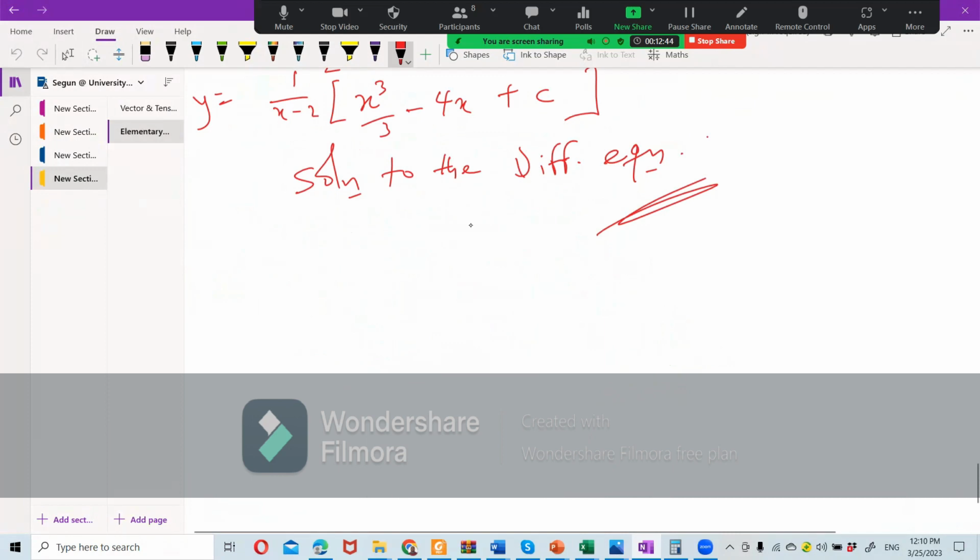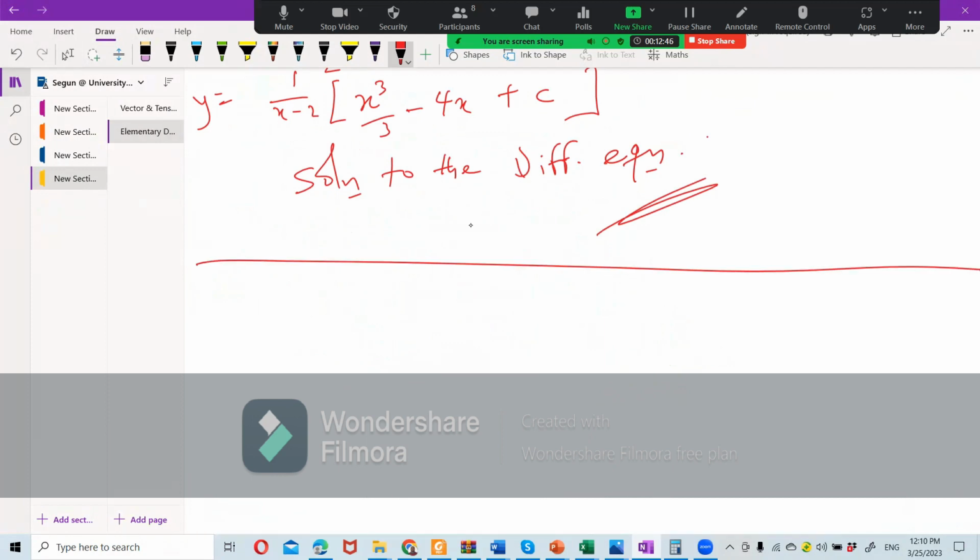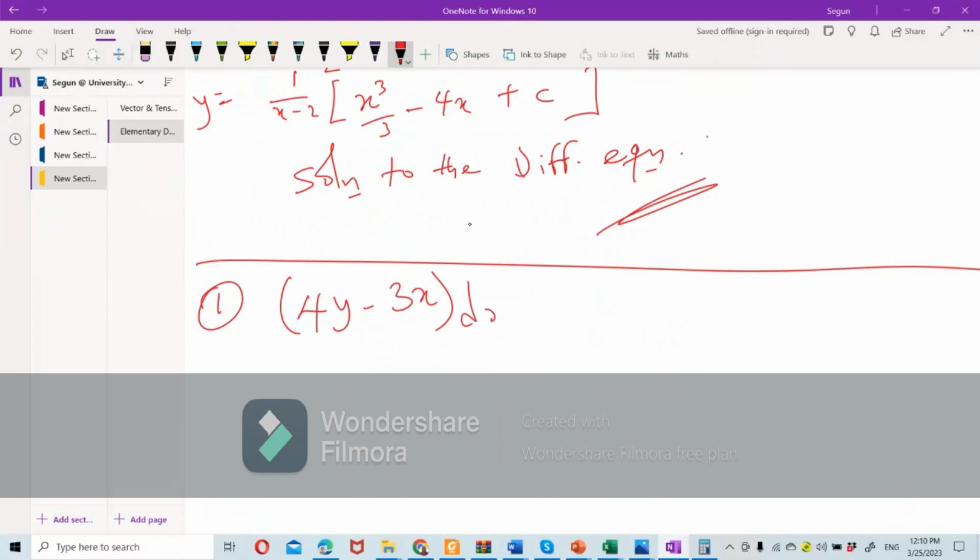But today we continue where we stopped. Let's look at this question. Question 1 for today, where we have (4y - 3x) dx + 5x dy = 0.